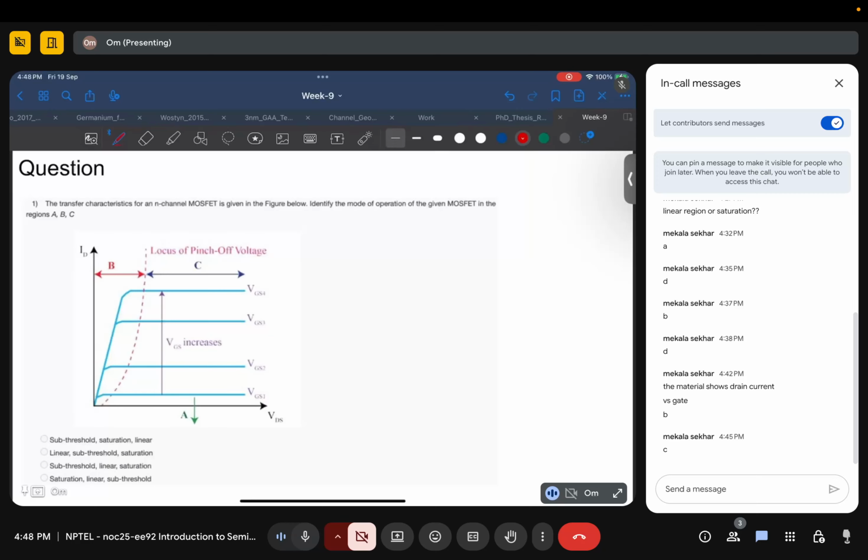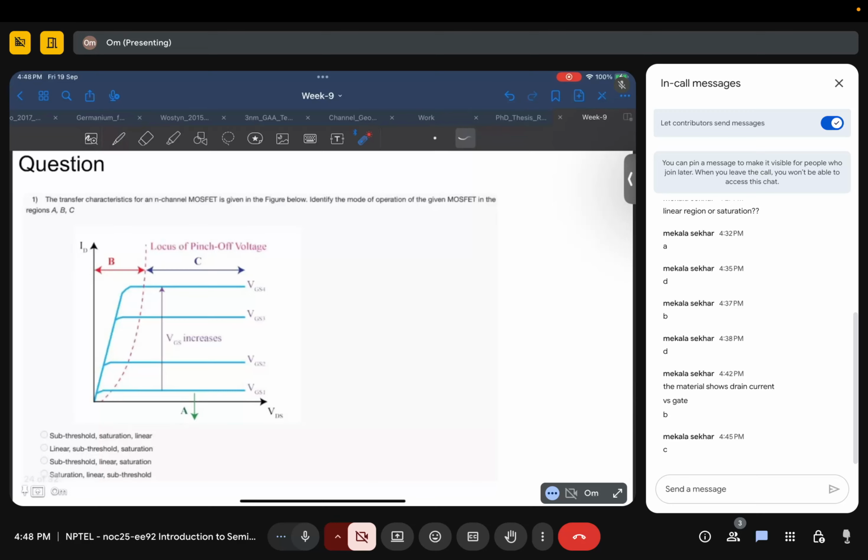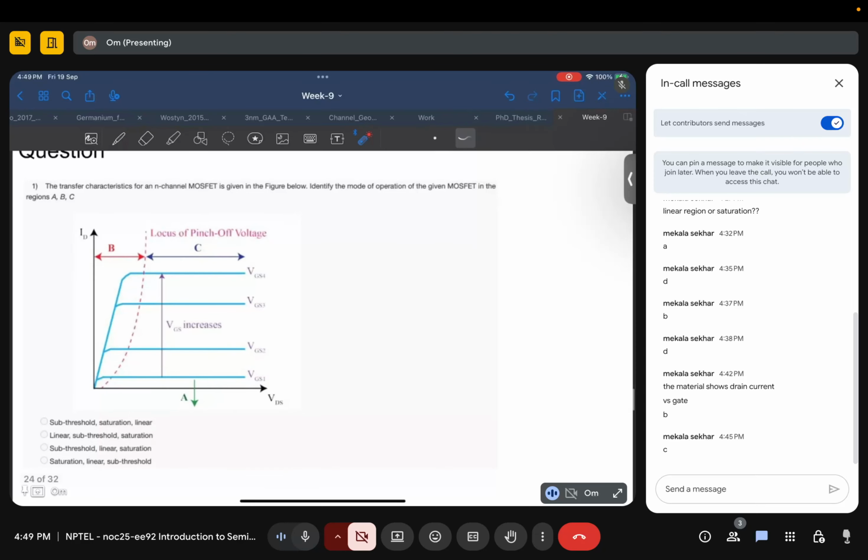Okay, so the question is the transfer characteristics for an N-channel MOSFET is given. Identify the mode of operation in the regions A, B, and C. So region A, we are going lower in the VGS, right? That means it could go below threshold, subthreshold. Region B and C are transition from VDS, where region B is linear and C is saturation. So A, B, and C should be subthreshold, linear, and saturation. Option C.